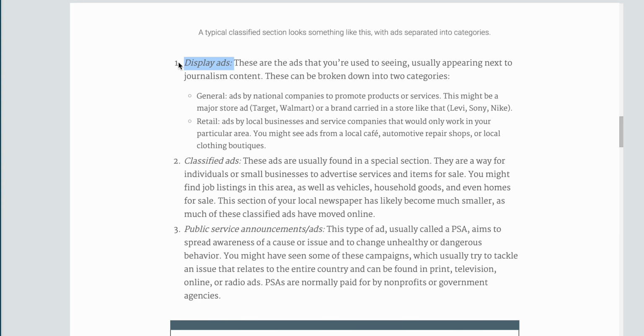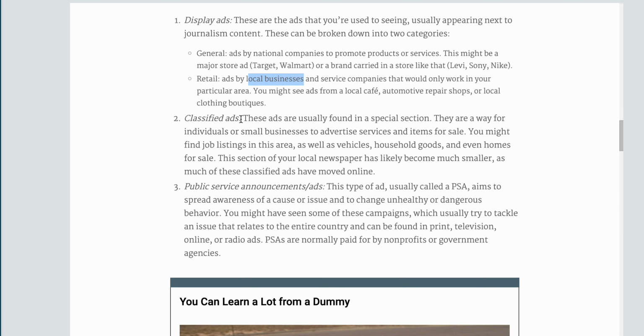What's a display ad? It's an ad that you are used to seeing, usually appearing next to journalism content. And we have two types. The general ad advertises things like Target, Walmart, and brands carried in stores. And then we have the retail ad, which is about local businesses, local cafes, and so on. What are classified ads? Those are the ads in which you find things like cars, vehicles, household goods, and so on. And we have here the most important one, the public service announcement ads.